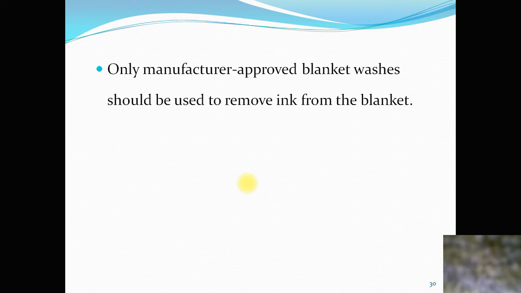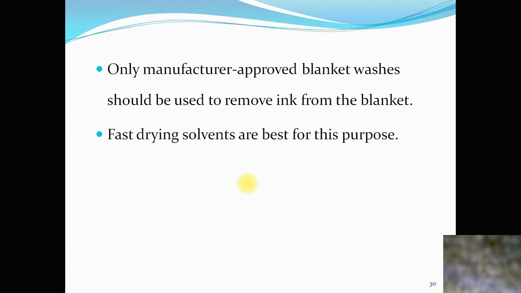But only the approved blanket washers should be used. Those blanket washers will be supplied by the blanket manufacturer. Only those blanket washers must be used to remove ink from the blanket. Fast drying solvents are best for this purpose.